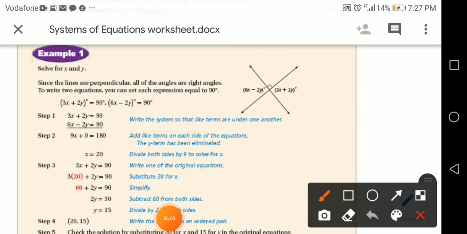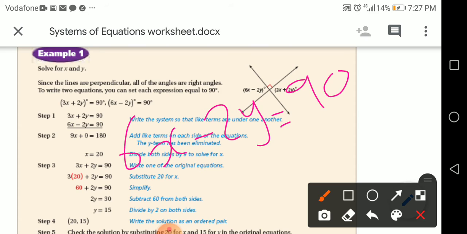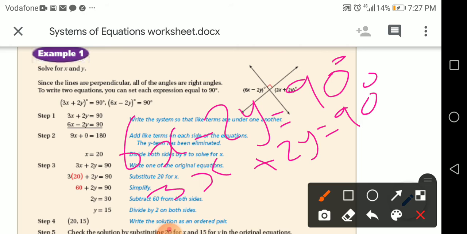Okay, let's see how we can do it. Can you recognize that we have perpendicular here? Can you recognize that 6x minus 2y equals what, guys? Equals 90 degrees. Yes, excellent. And I also have 3x plus 2y equals what, guys? Perpendicular, 90 degrees. Okay, let's solve for this.